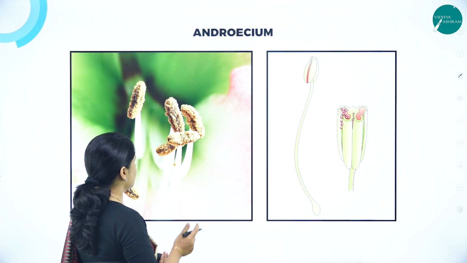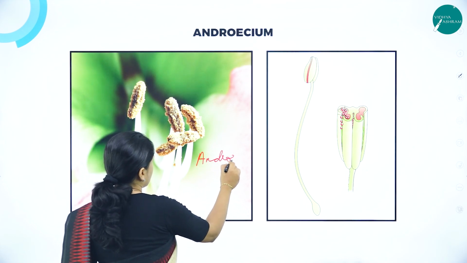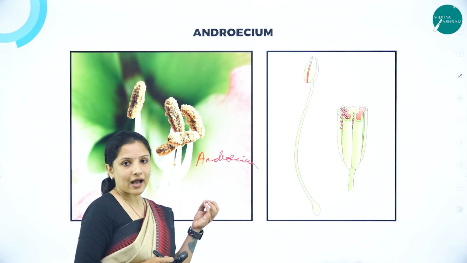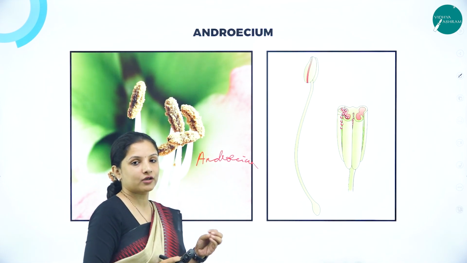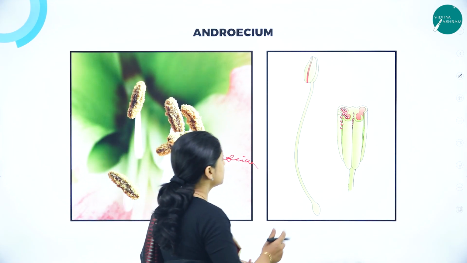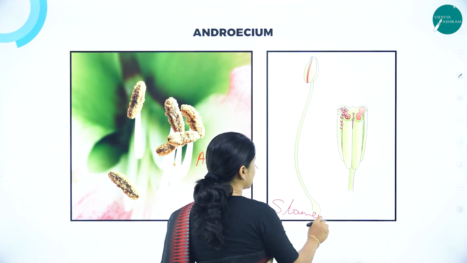So this is a stamen. You can see the androecium here and how beautifully the pollen grains are there on the anther. The anther has dehisced, or split open, and the pollen grains have come out. So all together we call it the stamen. So what is there in the stamen?